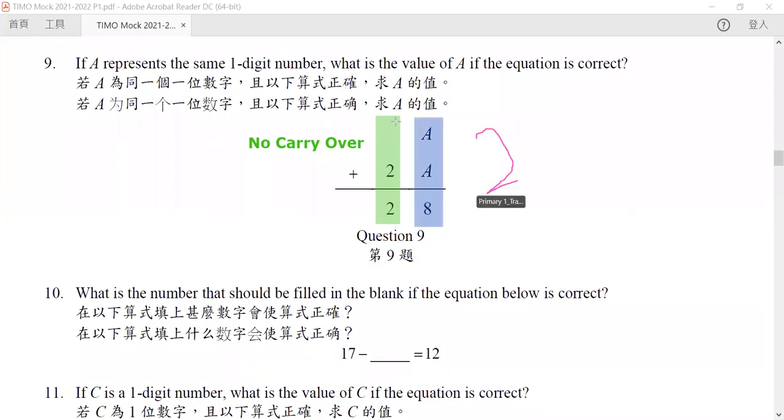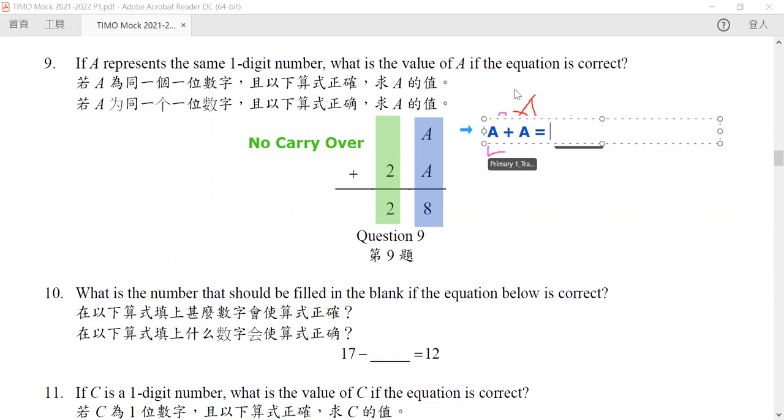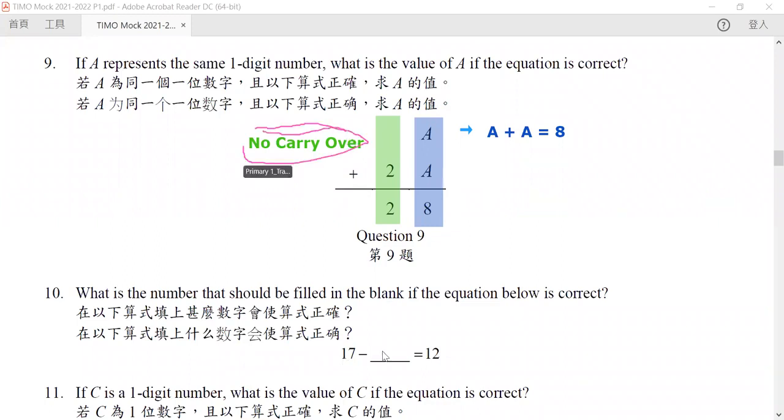Because there are no carryover, which means that in here, our A plus A is exactly equals 8. Now, there are actually two possibilities. It can be either equal to 8 or it is equal to 18. But because there are no carryover, that's why we know that it must be equal to 8.